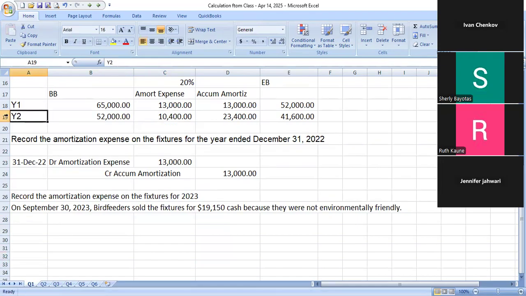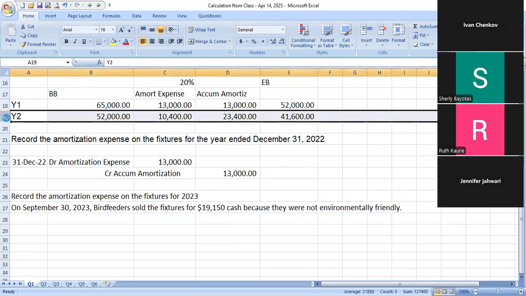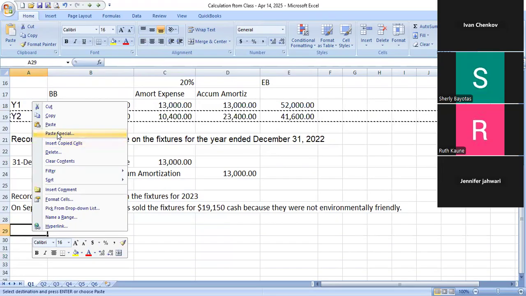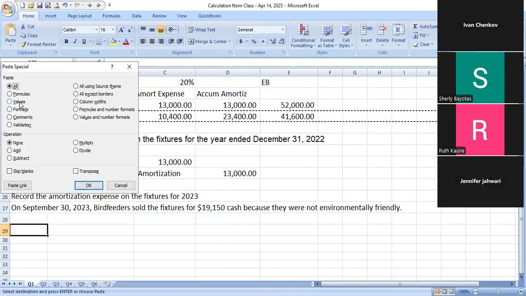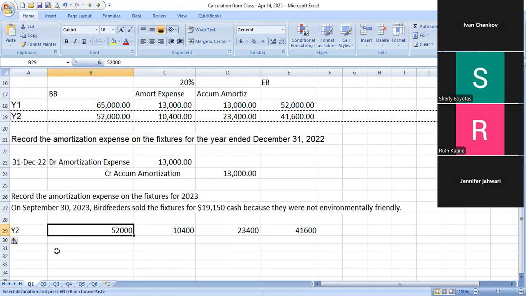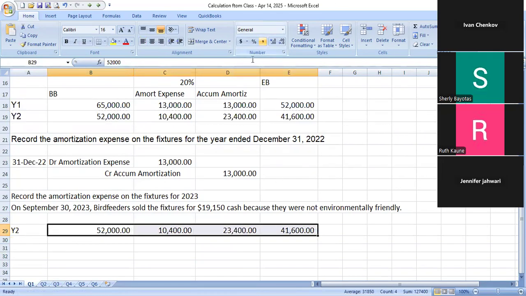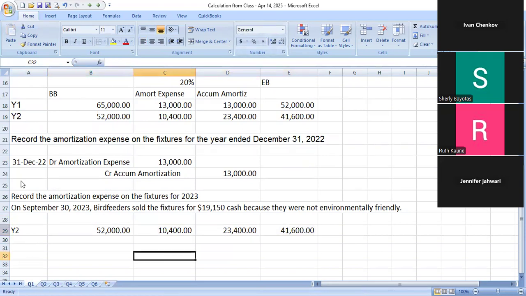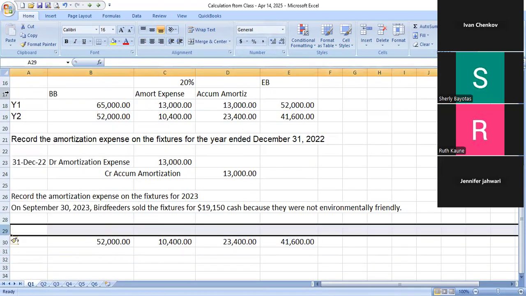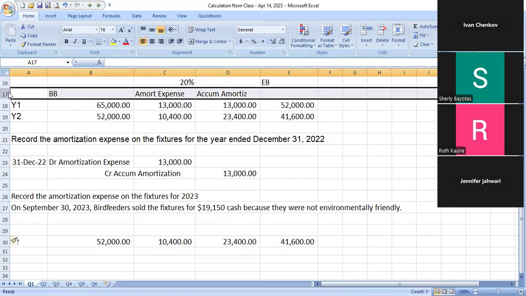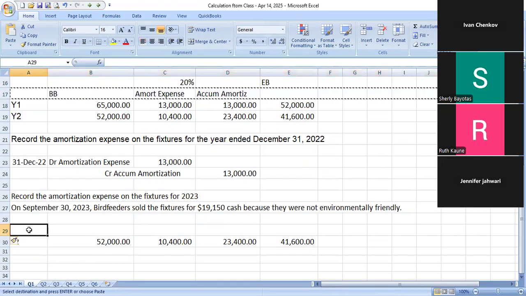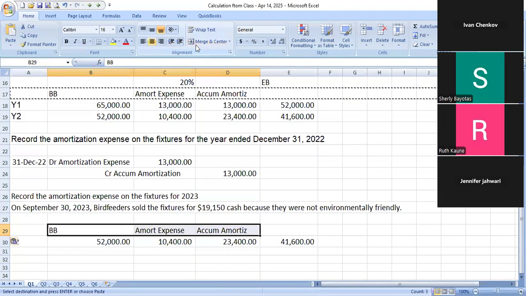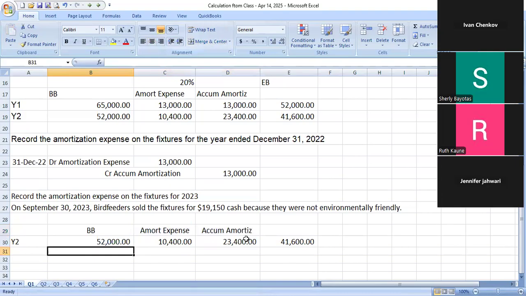So if we're using this calculation, I'm going to copy it and paste it here, but I'm going to paste it as values. So we have those values here. If I get the beginning balance, so we can see the numbers, I have those: beginning balance, amortization expense, accumulated amortization. Again, this is for the entire year.